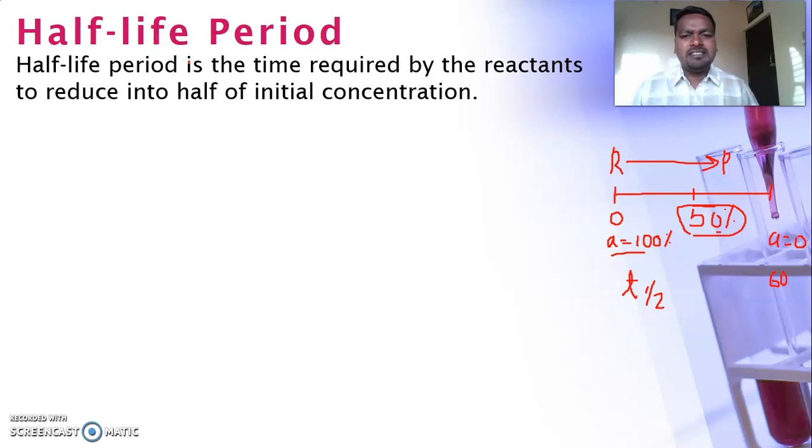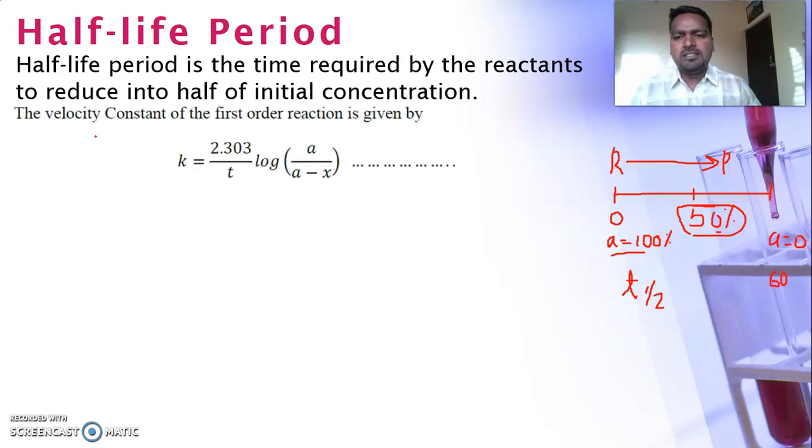Today let us derive the mathematical expression which relates the concentration of the reactant, the rate constant, and the half-life period of a reaction. This half-life period of a reaction depends on the concentration of the reactant. Now let us derive the half-life period for first order reactions.